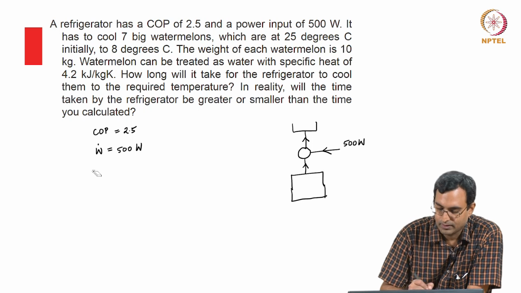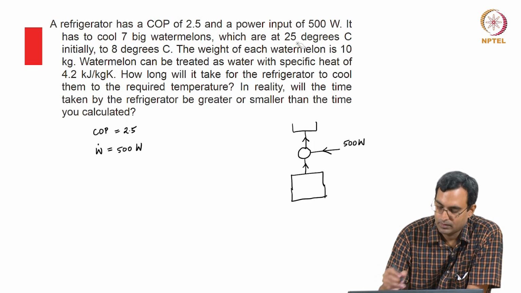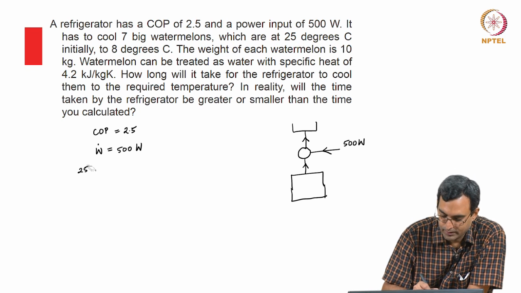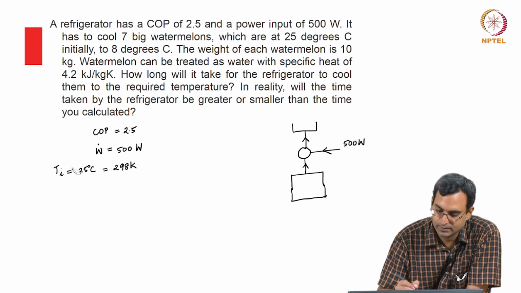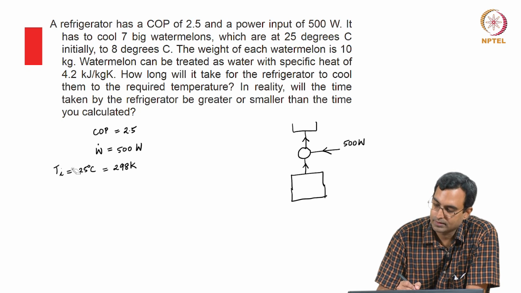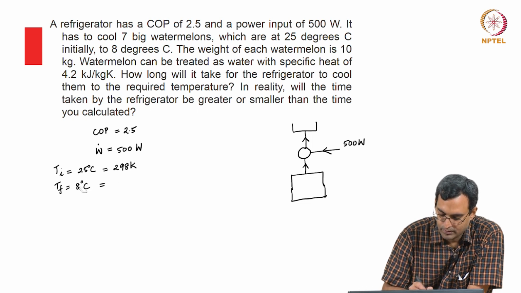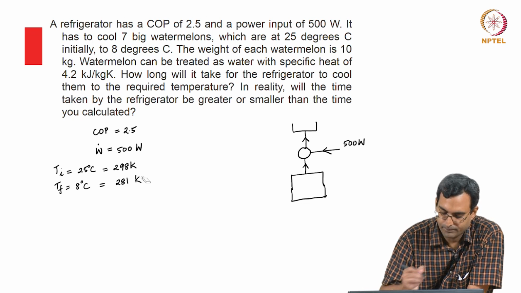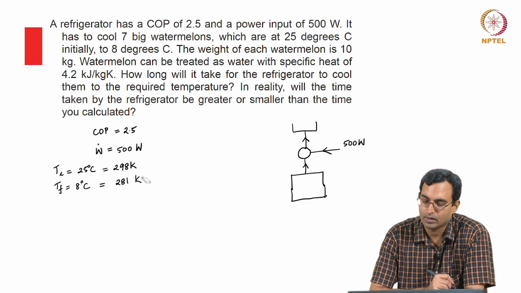Okay. So we see a transient problem. We have substances which are at initially 25 degrees centigrade, which is 298 Kelvin, which is the initial temperature of the watermelons, and we want to cool this to 8 degrees centigrade. So we add 273 to this. So we have about 281 Kelvin. The weight of each watermelon is 10 kg.